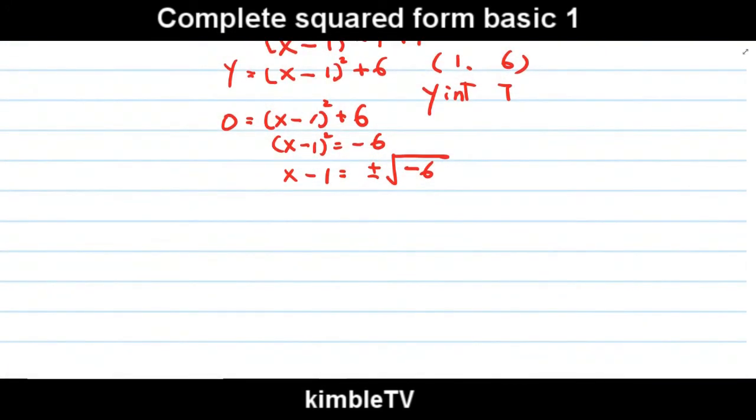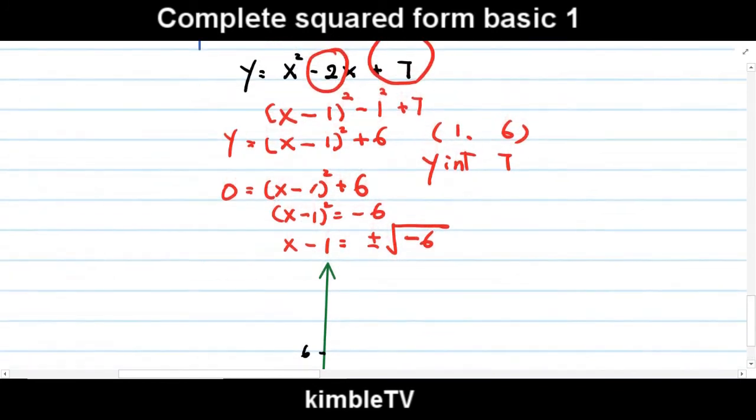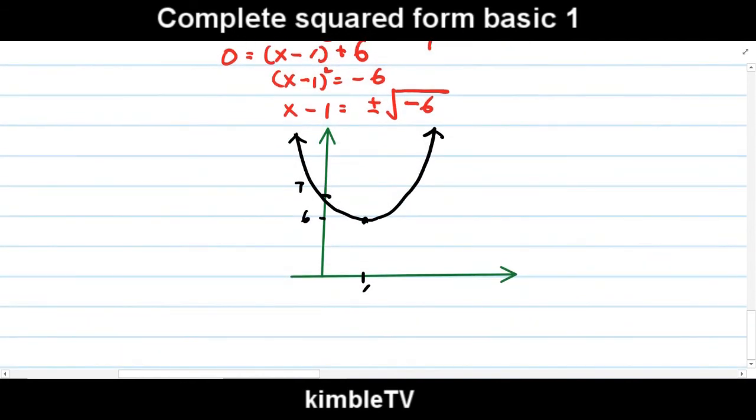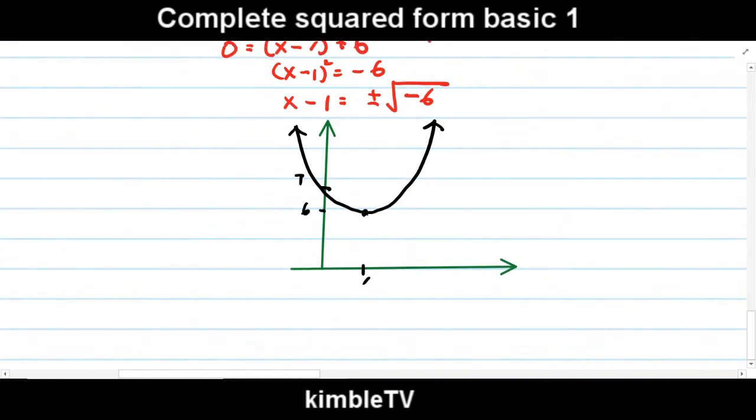So, the y-axis and x-axis, the stationary point 1 and 6, and the y-intercept 7. Therefore, this parabola does not cut the x-axis, so there is no x root.